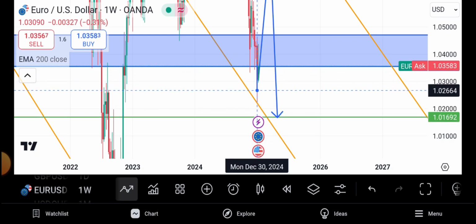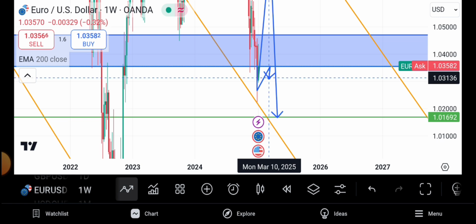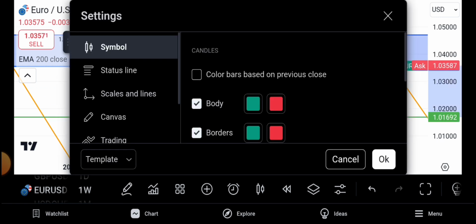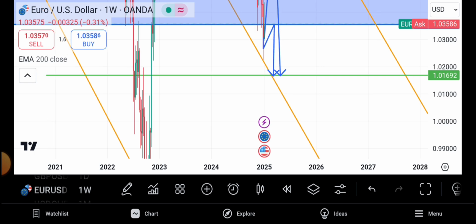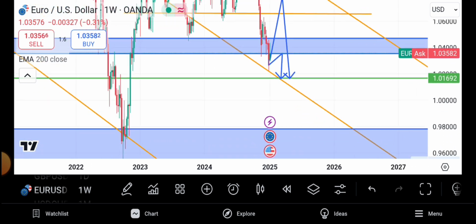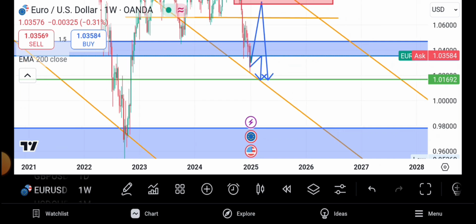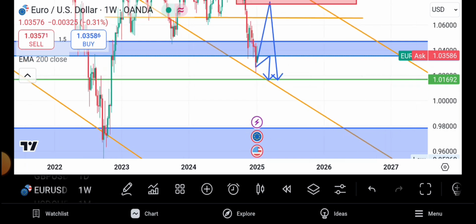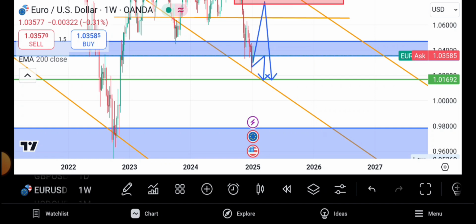Are we together, guys? Now those are the two ways I'm looking to trade Euro USD. Currently I'm selling this pair. Now the entry, that one differs. Now we are going to the daily time frame and see.